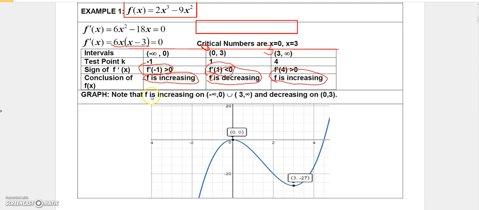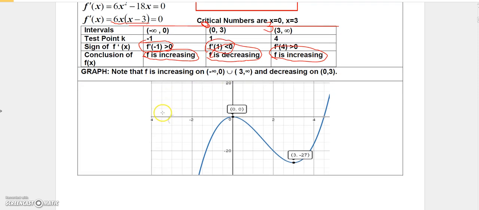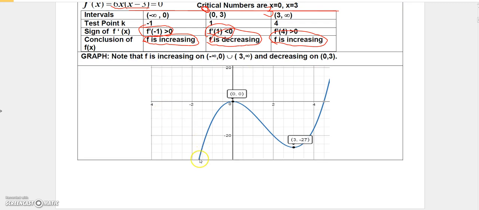And so f is increasing on negative infinity to 0 plus the interval 3 to infinity, and it's decreasing on the interval from 0 to 3. And you can see the graph here. If you look at the graph, you can see here that as you go from negative infinity up to 0, it's increasing. Then when you go from 0 down to 3 here, it's decreasing. And then from 3 to infinity, it's increasing.